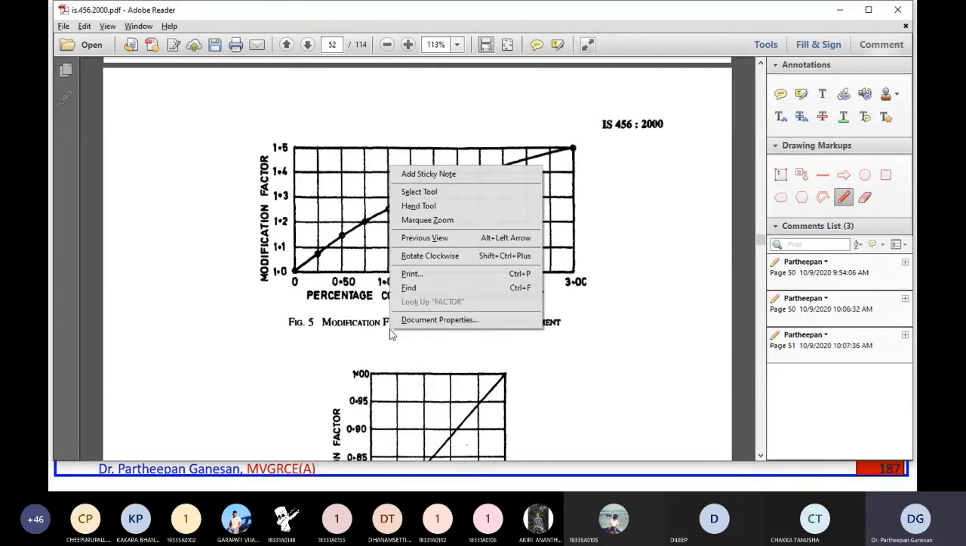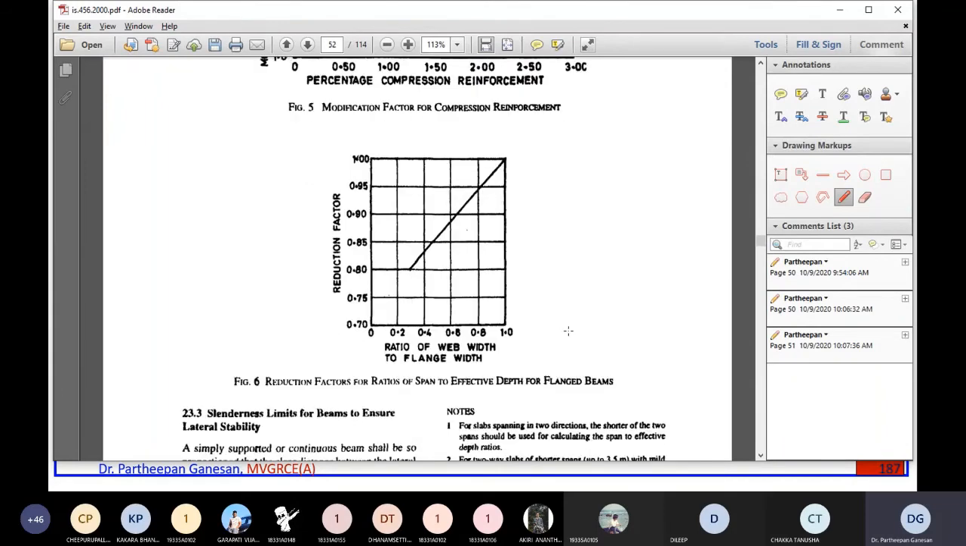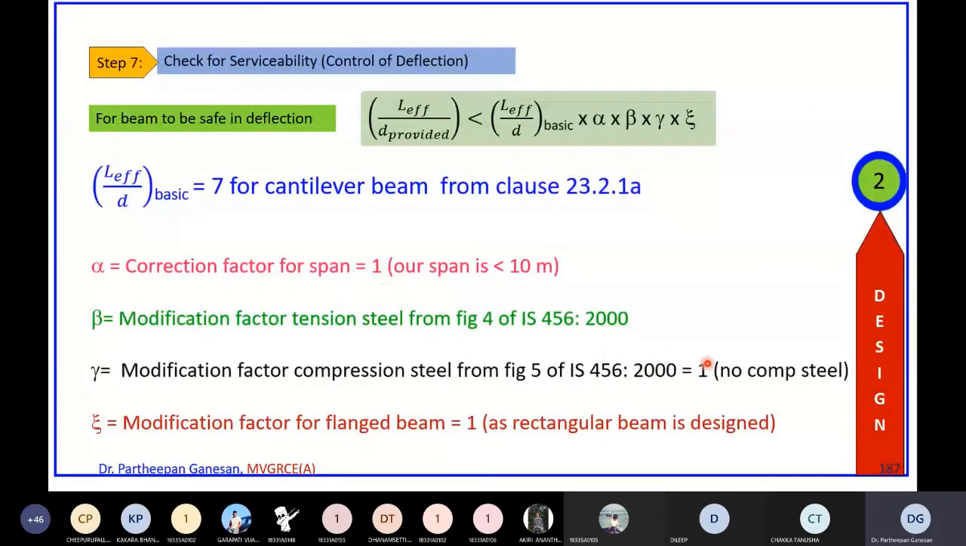Similarly, this is Figure 6 for a flanged beam, right? Now here we have the ratio of web width to flange width. For a rectangular beam, web width and flange width are the same, so it will become 1. So for 1, the value is 1 here, right? In this graph, for the value of 1, this is 1 because your flange width and web width are the same for a rectangular beam. So this also is 1. That is what I have written here. This one is for a rectangular beam.